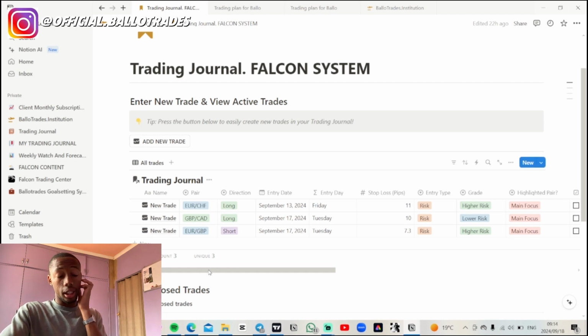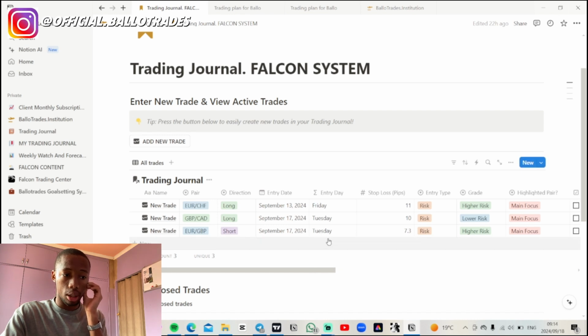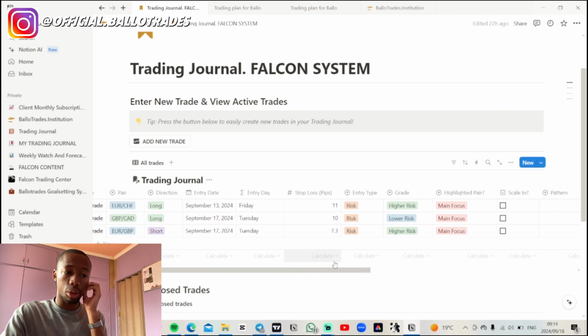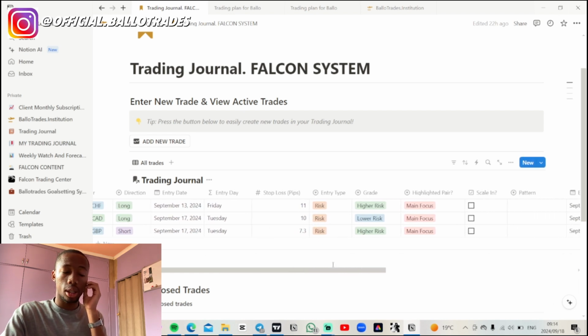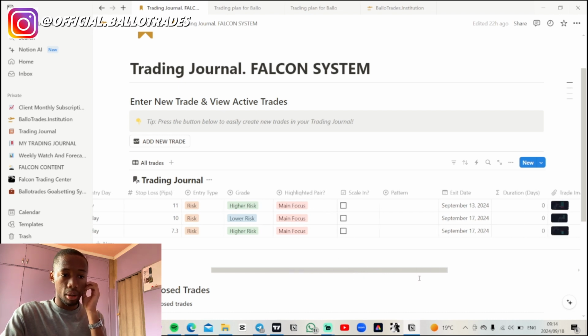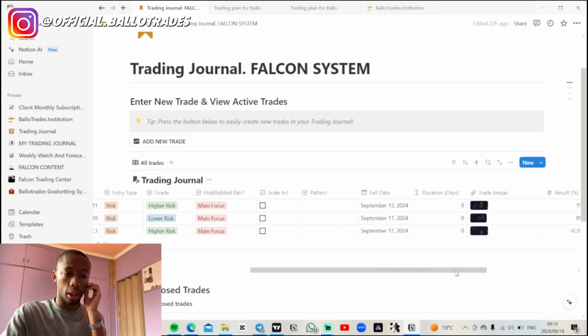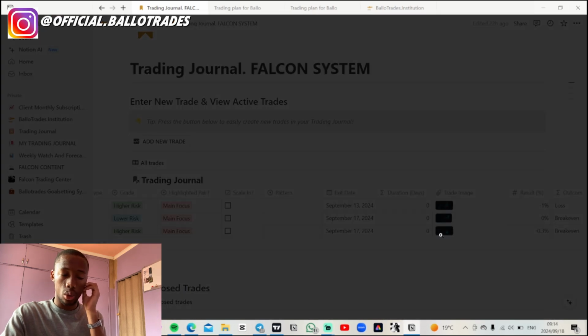So the third trade, which I also took yesterday, which was the 17th of September, Tuesday, right? It was a short position. And the stop loss in pips was 7.3, right? It was also a risk entry, and this one was high risk. I'll explain why. It tapped me out the same day. As you can see, 0 trading days, right? The screenshot was this one.